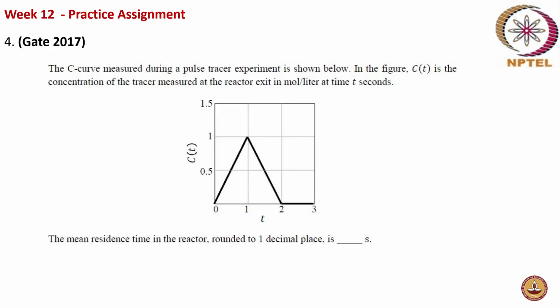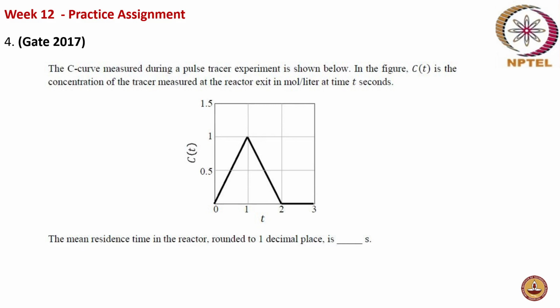Now let's get on to question number 4. This question, again, is a GATE question. It was asked in GATE 2017. The C curve measured during a pulse tracer experiment is shown below.